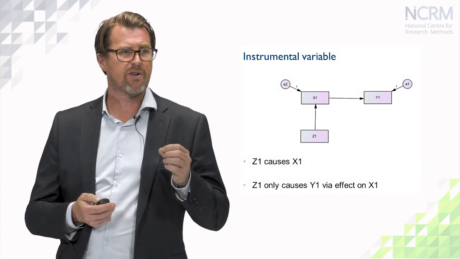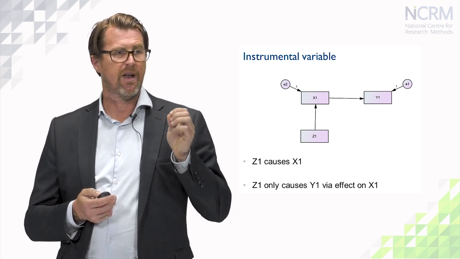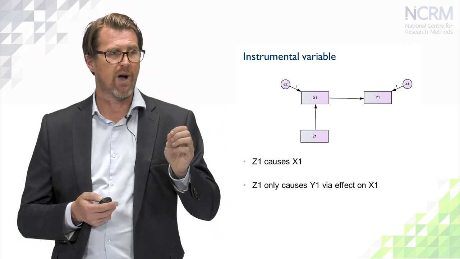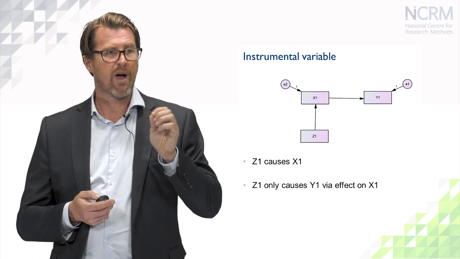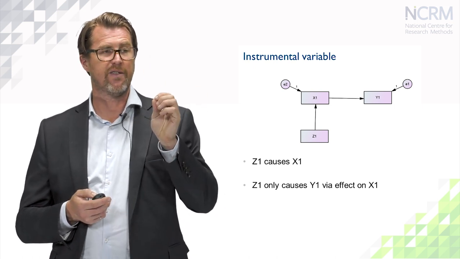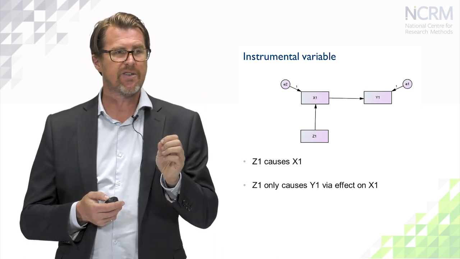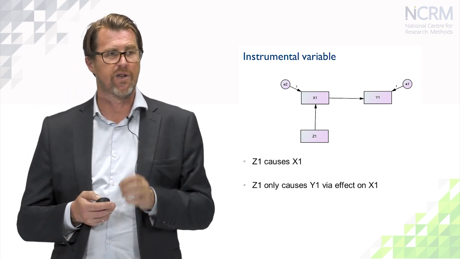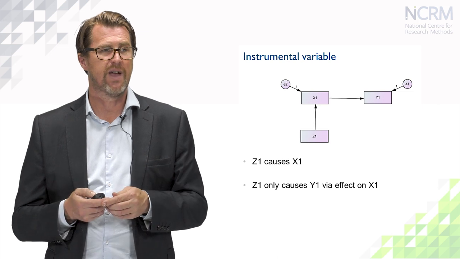So this is what we're looking for in terms of a path diagram here. We've got an endogenous regressor X1, and we need an instrument, which is Z1 here, which causes X1, but doesn't cause Y1 other than through its effect on X1. So you can see it has an indirect effect on Y1, but not a direct effect. So this would be an instrumental variable.